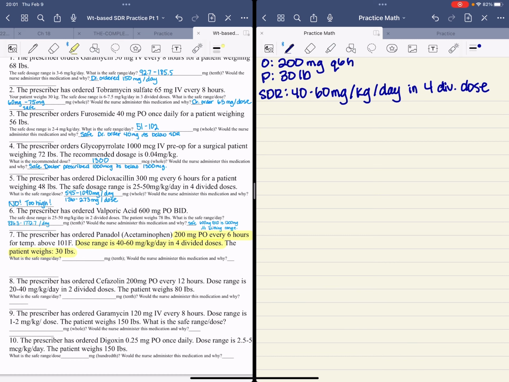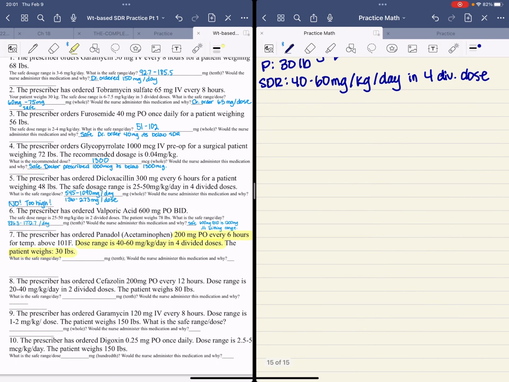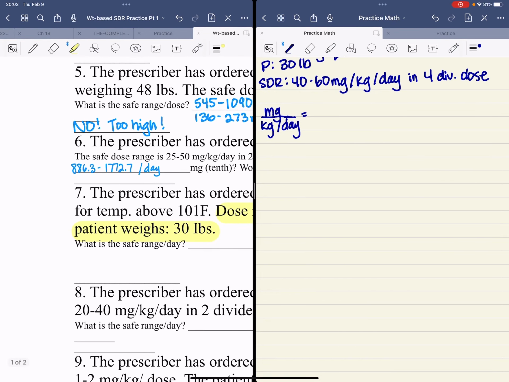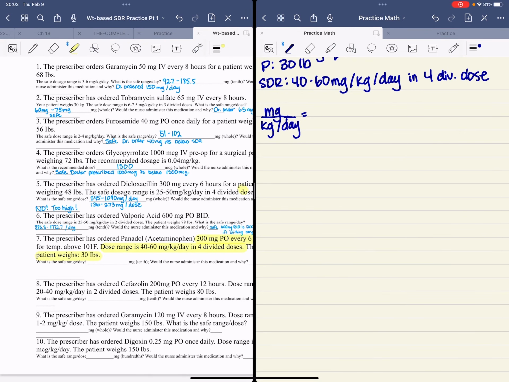Okay. Now I want you to ignore the top part. Then we're going to start working on the problem. Milligram over kilogram per day. The reason I put day is because if you look at the question here, she's asking what is the safe range per day? And that's why I did per day. Next thing we're going to look at is the SDR range. I'm going to start with the lowest at 40 milligram over kilogram per day.